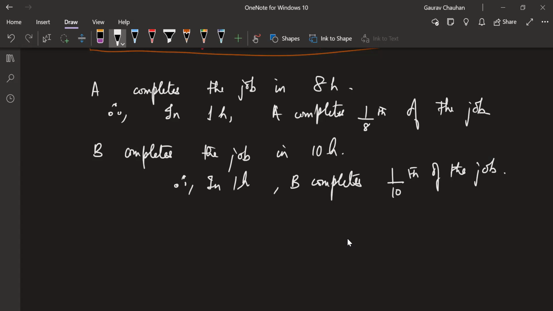A completes the job in 8 hours. Therefore, in 1 hour, A completes 1/8. B completes the job in 10 hours. So in 1 hour, B completes 1/10.